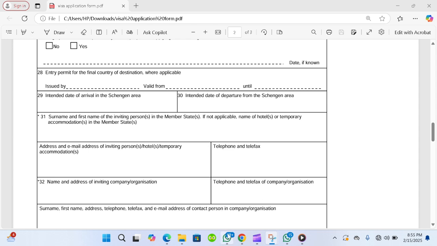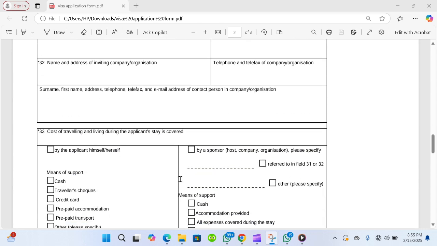All right, okay. Here, surname, first name, address, telephone, telefax, and email address of the contact person in the company or organization. Here you basically repeat the same thing you wrote here. Repeat it here.